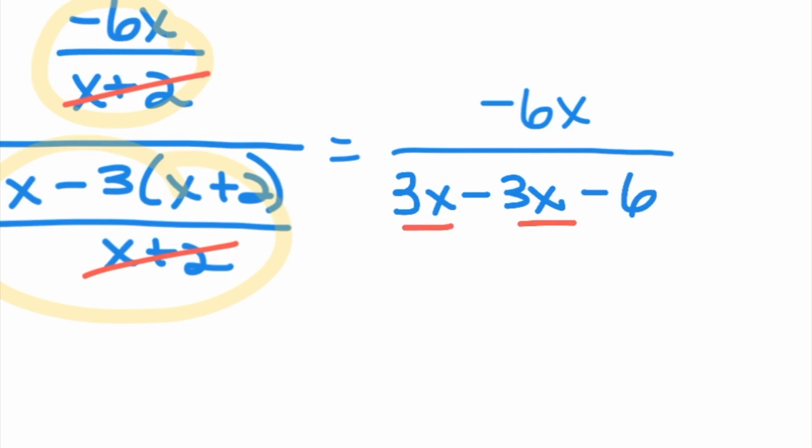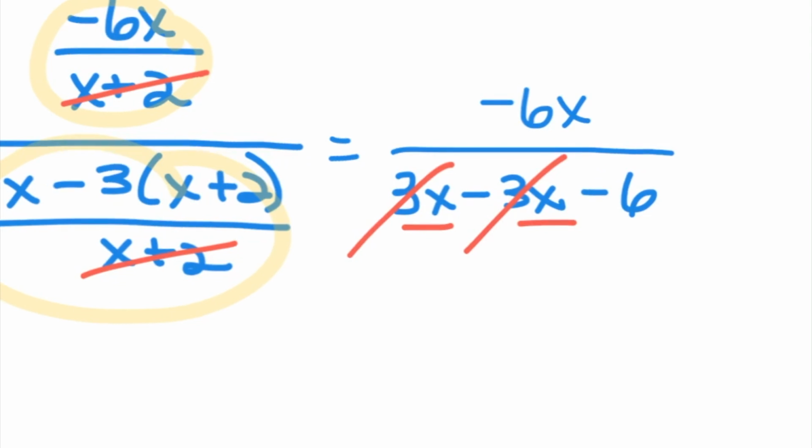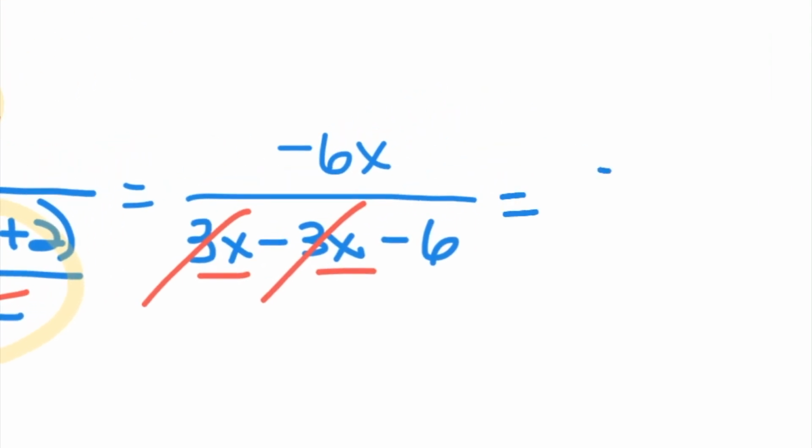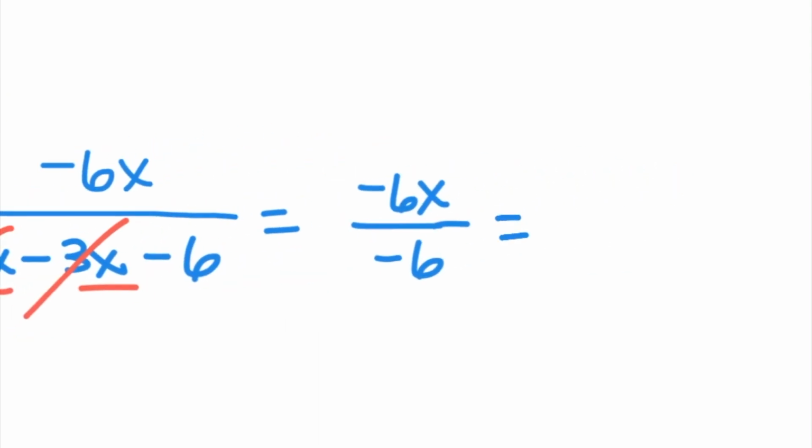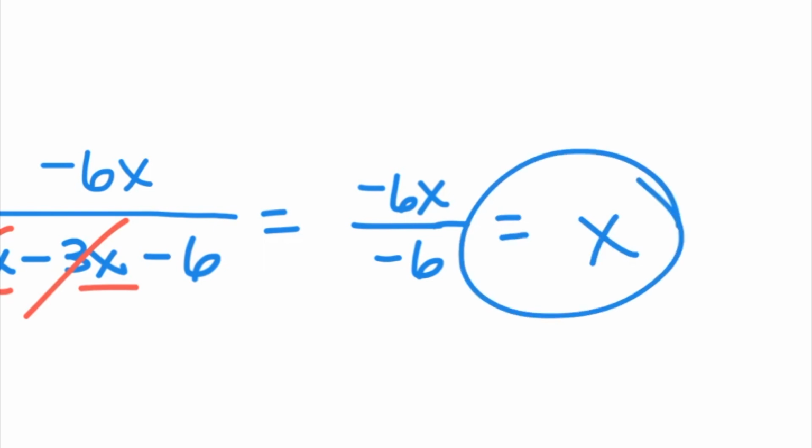Oh, look, I've got 3x minus 3x, so those cancel. And now I've got negative 6x over negative 6. The negative 6 is canceled. That whole thing is equal to x.